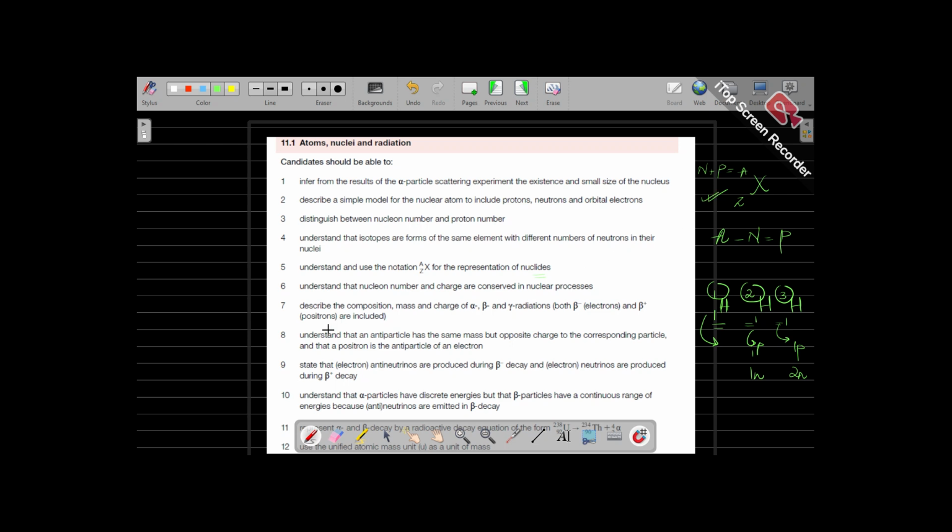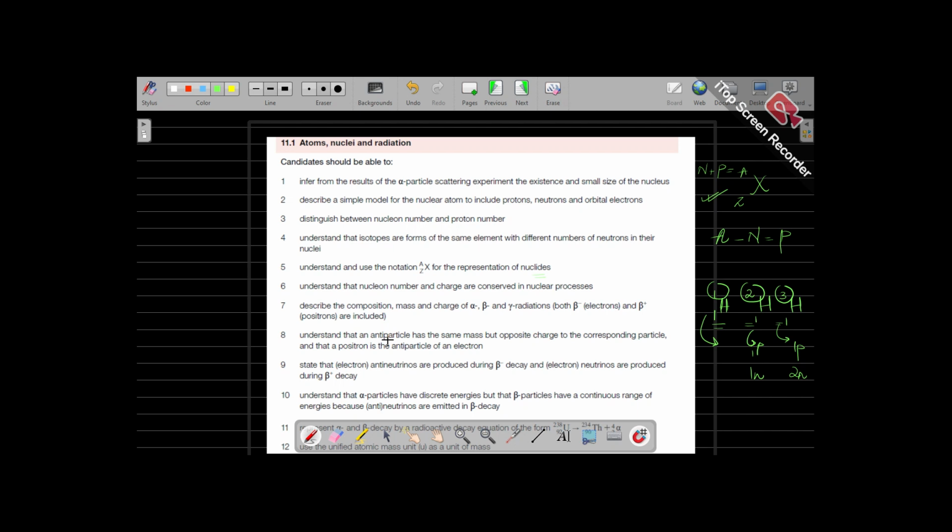The next we have is understand that nucleon number and charge, they are conserved in nuclear processes. That is something we have already discussed, but we'll be discussing it again in a few slides, where we'll be discussing the emission of alpha, beta, and gamma radiations as well. In case you have had any confusion, that will inshallah be covered there.